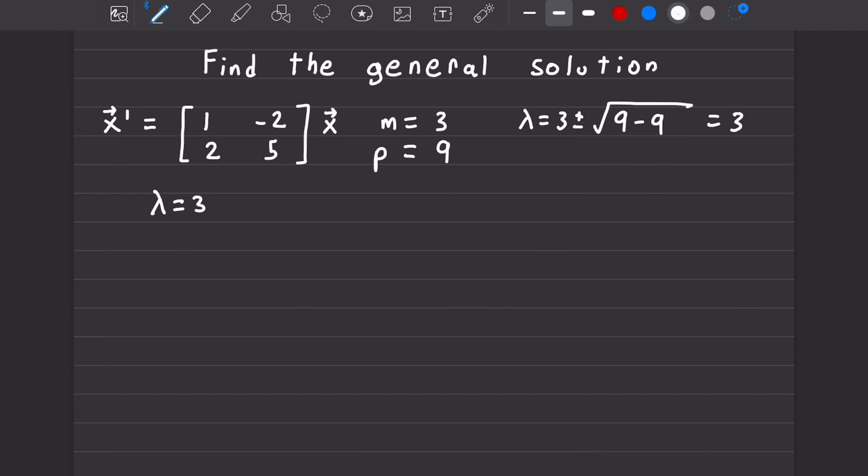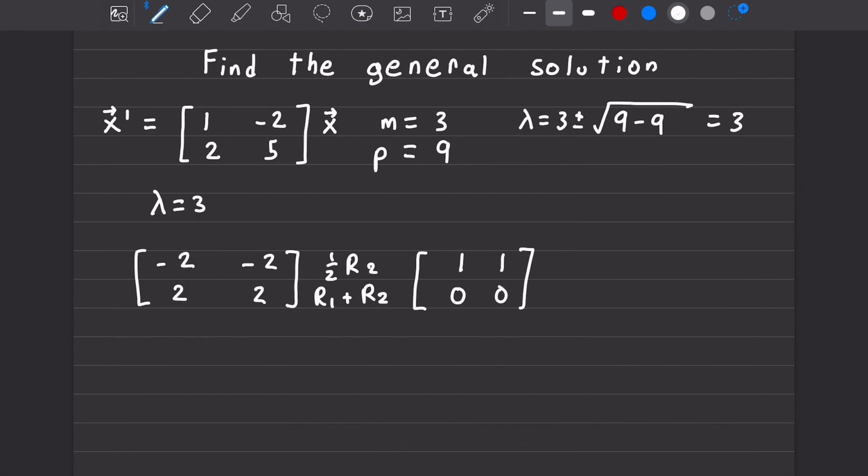Plugging that in over here, we're going to end up with this matrix. So we're going to have -2, 2, -2, 2. Quite similar to our last one, actually. So I'm going to say 1/2 times row 2, and then we'll say row 1 plus row 2. So it looks like we're actually going to end up with the same eigenvector as last time, and that's going to be 1, -1. Got the B on the wrong side.